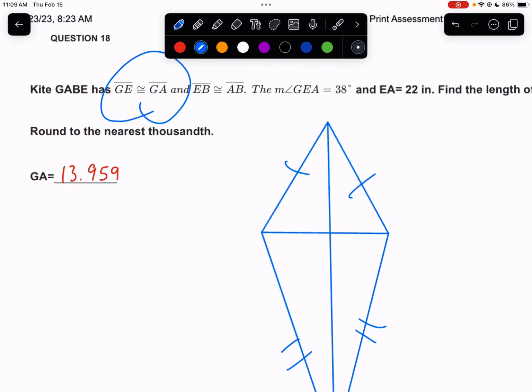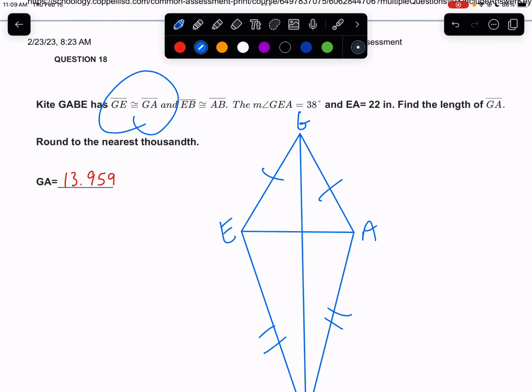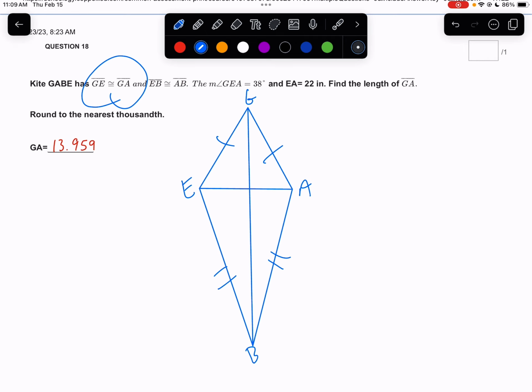GE needs to be equal to GA. So if I call this G, this could be GE and A. That would leave me with B down here. Is it called Gabe? G-A-B-E. Yep, everything checks out now.